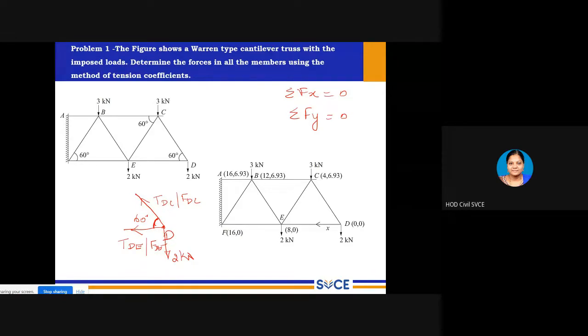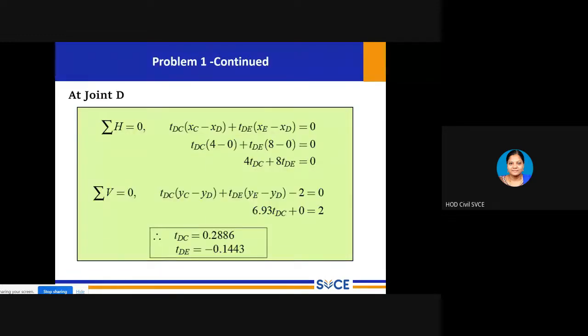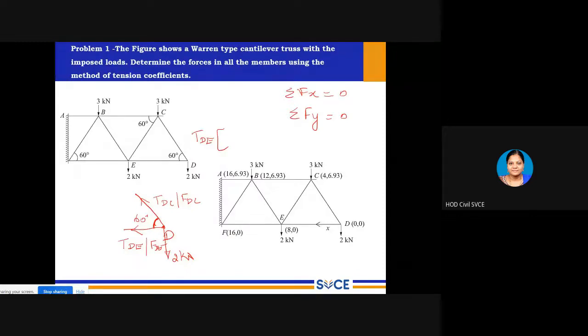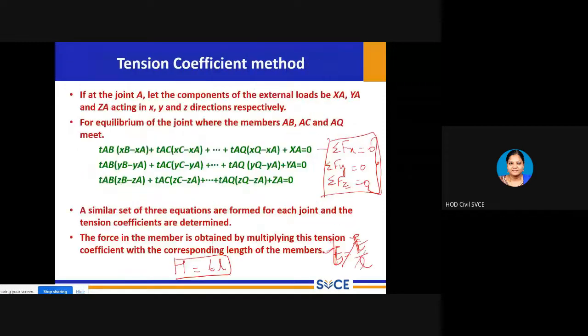So what is the equation as per the tension coefficient method? What is the relationship between the force and the coordinates? Can anyone tell me? What is the equation we have seen? Can I move back? Yes. So this is the equation, right? Suppose you have three members, AB, AC and AQ. So this is the equation we have: TAB into XB minus XA plus TAC into XC minus XA plus TAQ into XQ minus XA.